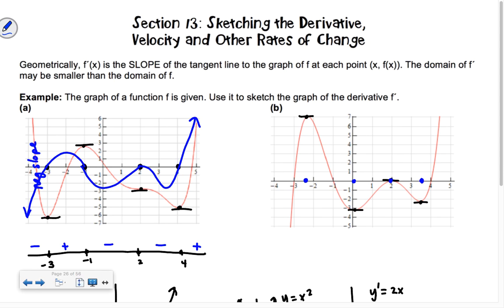And then I decide where my slope is positive and where it's negative. So I have a positive slope, then a negative slope, a positive slope, a negative slope, and then a positive slope. You see it? So that means we're going to be above the axis, below the axis, above the axis, below the axis, above the axis. That would be the derivative. Do you guys understand that?